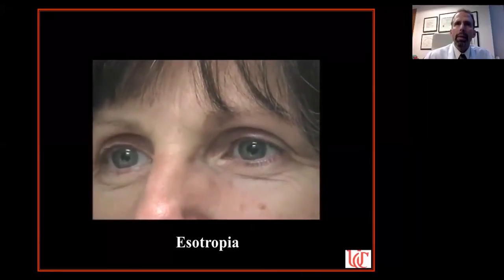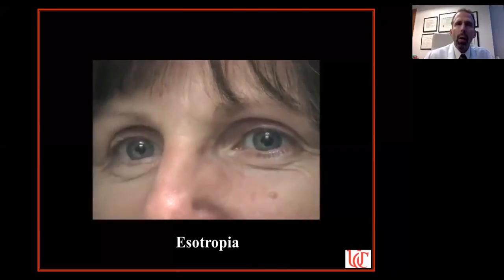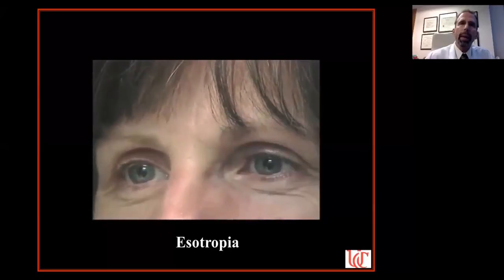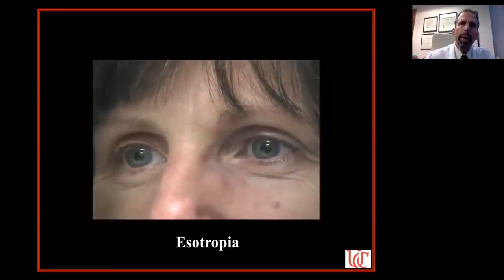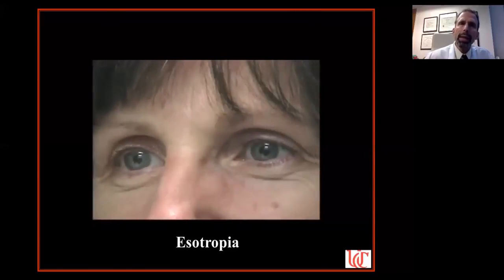Obviously, the letter has to be big enough for them to see with each eye. So you can't throw up a 20/20 letter if they're 20/40 in one eye. You've got to throw up something. I usually throw up a letter that's at least a couple lines bigger than their best corrected vision in the worst eye. So they can easily see it with each eye.